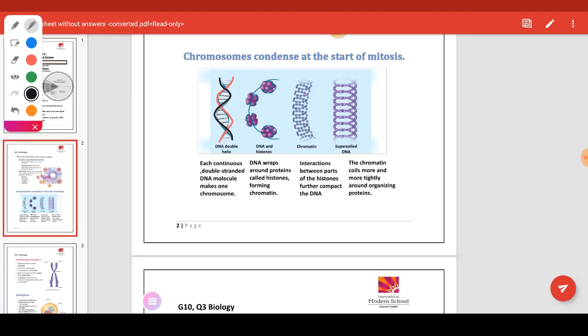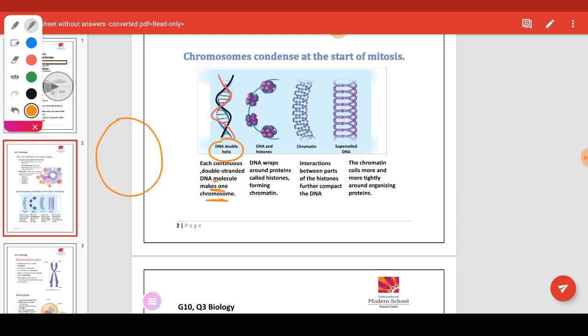The genetic material inside the cell is in the form of DNA, right? It is in the form of a DNA double helix. Each continuous double-stranded DNA molecule makes one chromosome. What happens now?